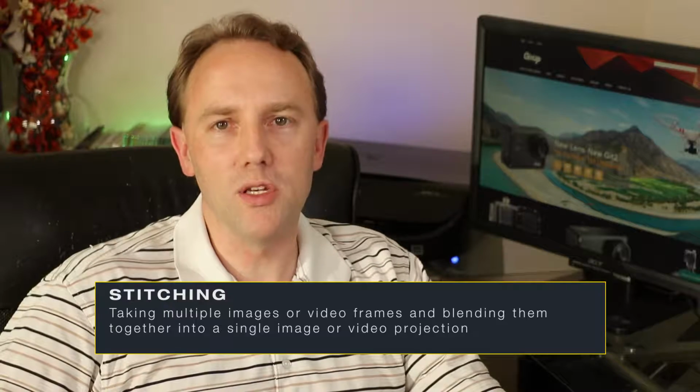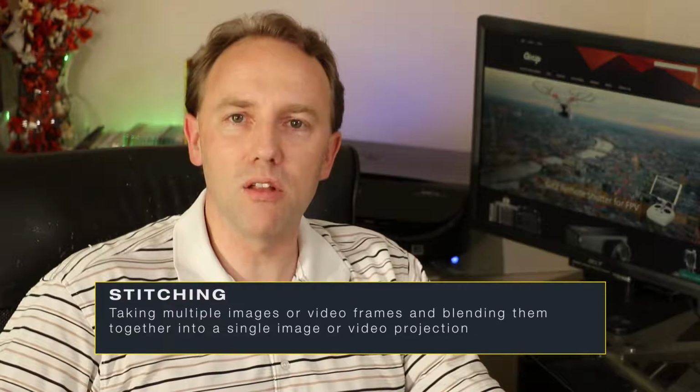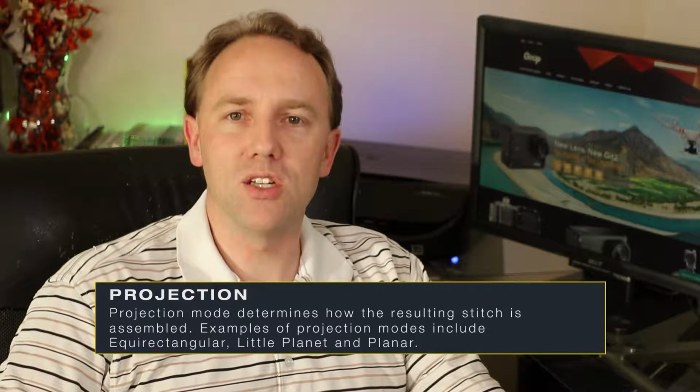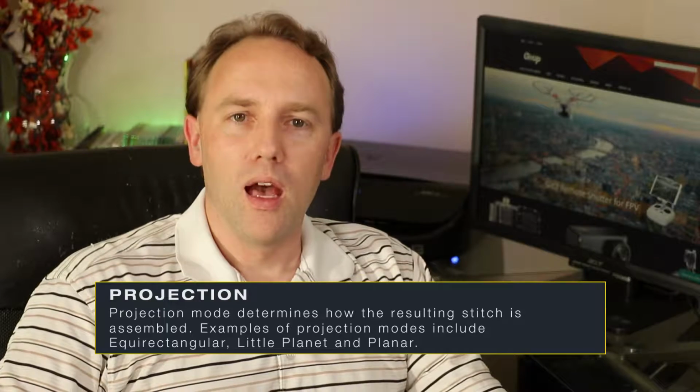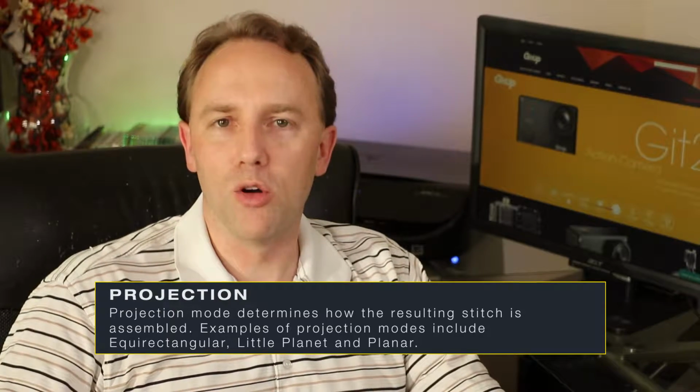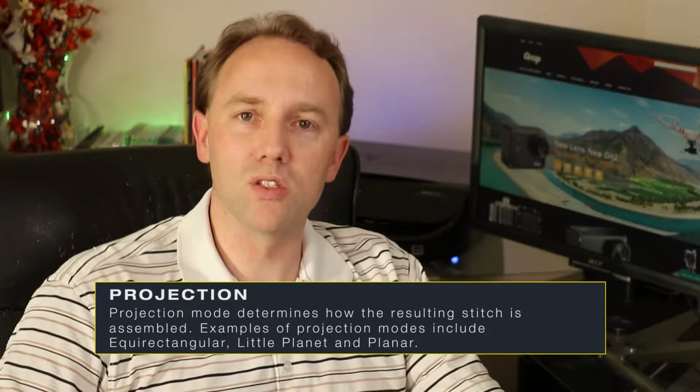First off, stitching. Stitching is the process of taking multiple still or video images and blending them together into a single image or video projection. A projection is really how the output generated by stitching is presented to the end consumer. One of the most common projections in use for 360-degree video posted to YouTube, for instance, is what's called equirectangular. Now, equirectangular is where the image is flattened and projected, if you will, onto a rectangle.